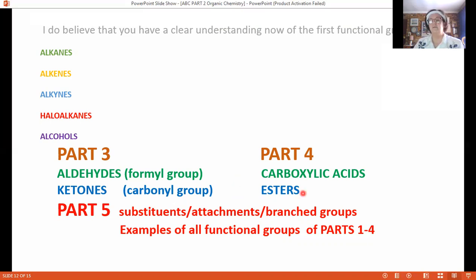And I really do hope that these parts will help you understand where you've missed something, and if you can revise.